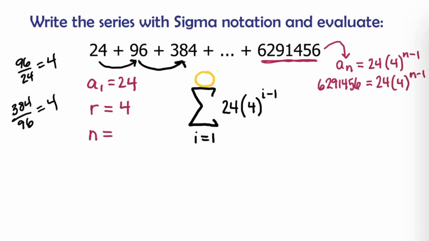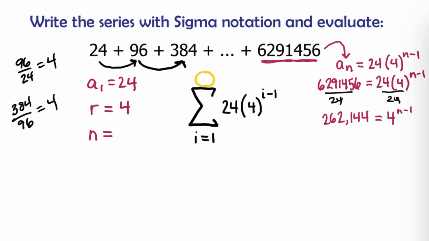How do we solve an equation like that? Well, we can't combine the 24 times 4 or anything. So we'll have to start by dividing both sides by 24. And that comes out to 262,144 equals 4 to the something.